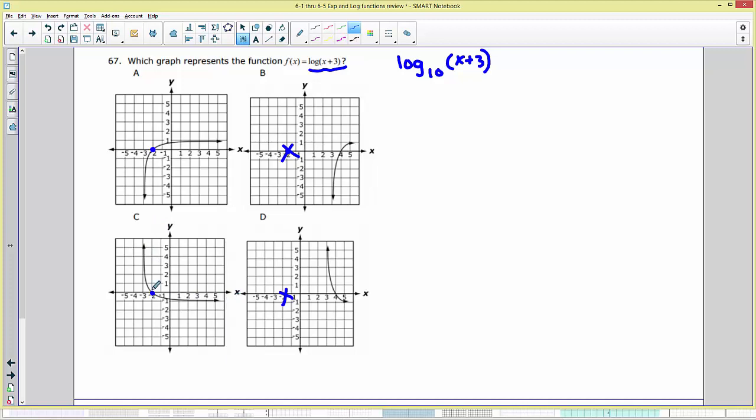This is a reflection, right? That's a reflection over the x-axis. That didn't happen. There's only one transformation here. It's left 3. So the answer is A.